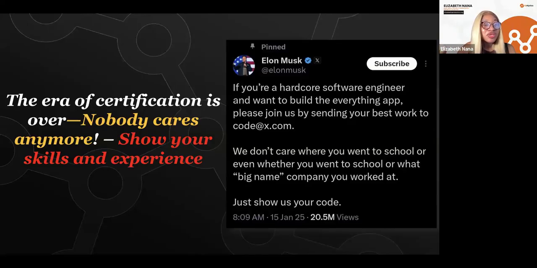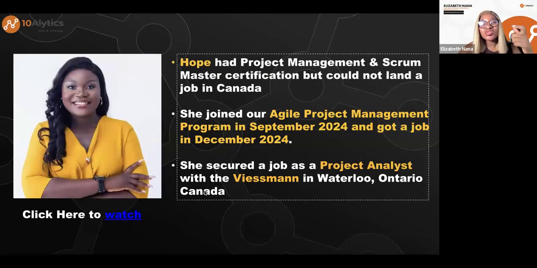Where I come from, we'll say, show workings, show evidence, show proof. All right? That you can do what you say you can do. That's all we need. Now, the era of certification is over. I just wanted to point that out. So before you start packaging, very important that you take note of that.